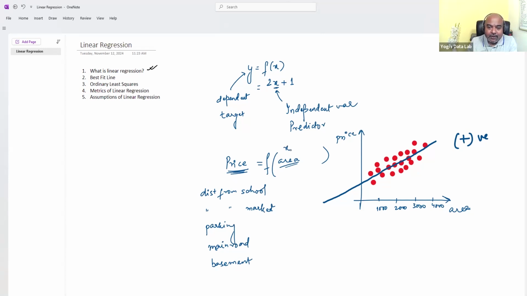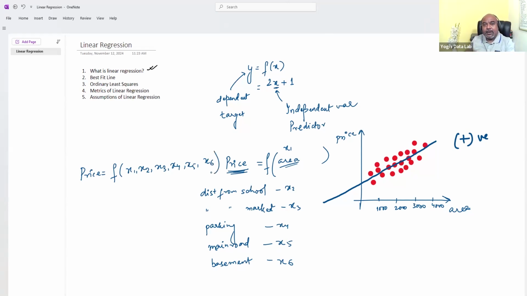So if I call this x1, this variable x2, this x3, x4, x5, and x6, it means that my price is a function of all the 6 variables x1, x2, x3, x4, x5, and x6. So my job now when I do linear regression is to find out that equation which will justify the price with these variables.